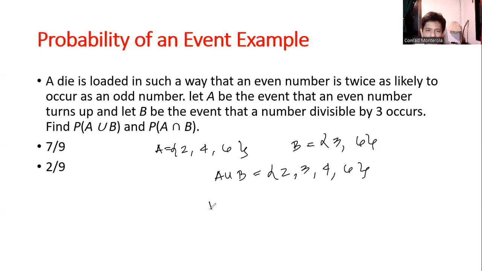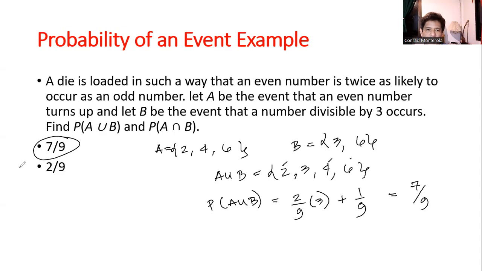So the probability of A union B would be equal to, so pag 2, all of these 3 are even numbers. So that would be 2/9 times 3, no? And then 3 is an odd number, so plus 1/9. So this would be 6. 2 times 3 is 6. 6 plus 1 is 7. So therefore, the probability of A union B is 7/9.